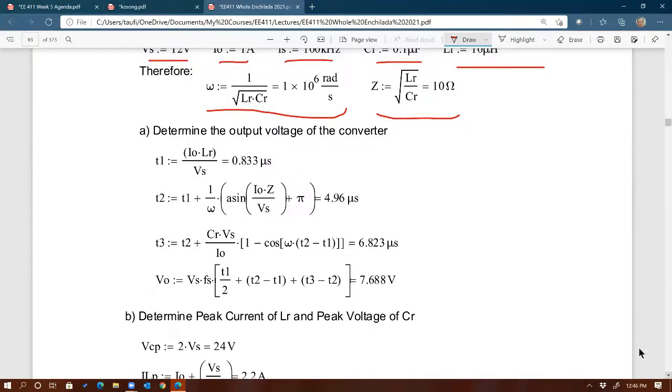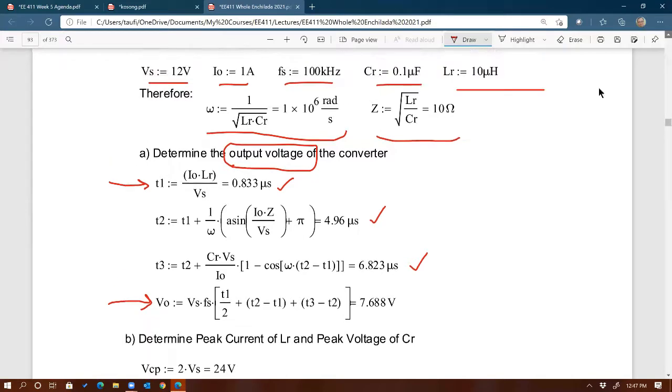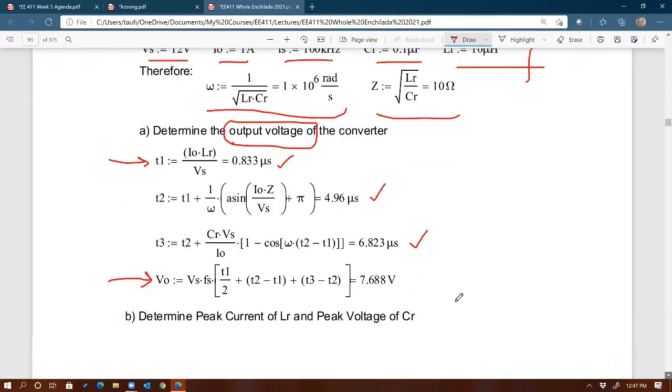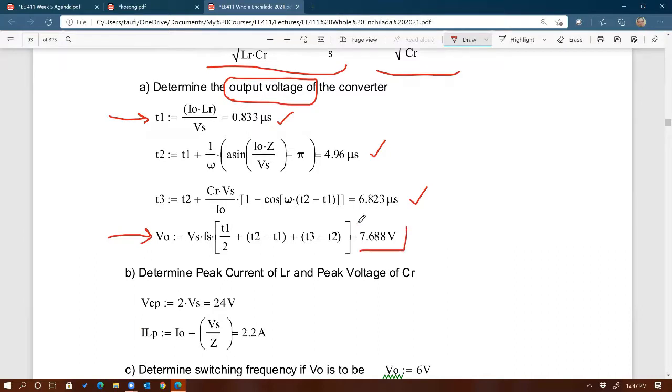From the given values. And then part A, determine the average output voltage. So I'm using the actual or exact equation. In order to do that, I need to calculate the different times, T1, T2, T3. And from the given values, I get all those values: T1 is right there, T2 is right there, T3 is right there. And then eventually I have the average output voltage equation. I just rewrite that here. And you can see that per given values, like those above here, right there, then I get output voltage equal to 7.688 volts, okay?